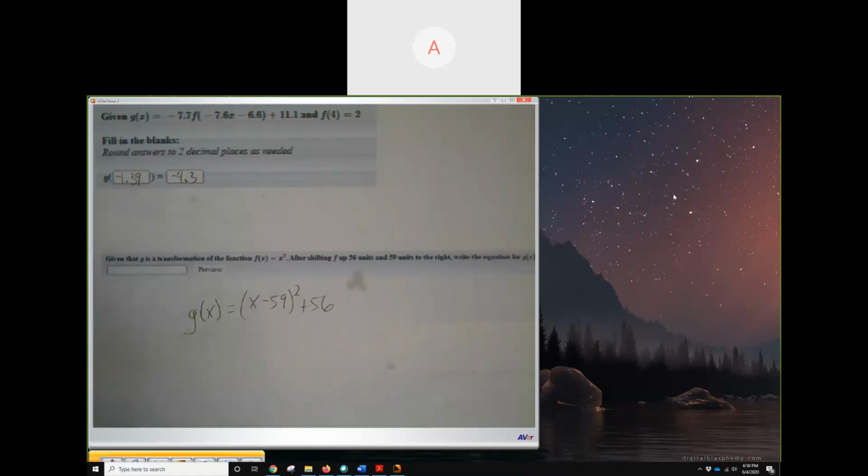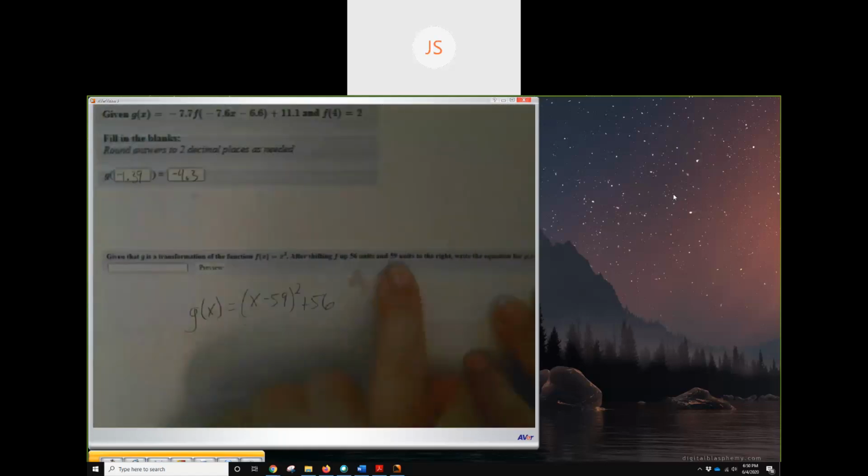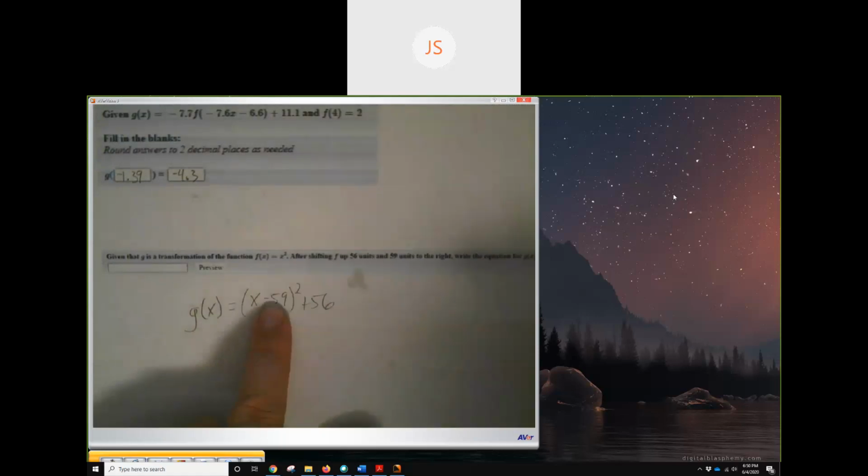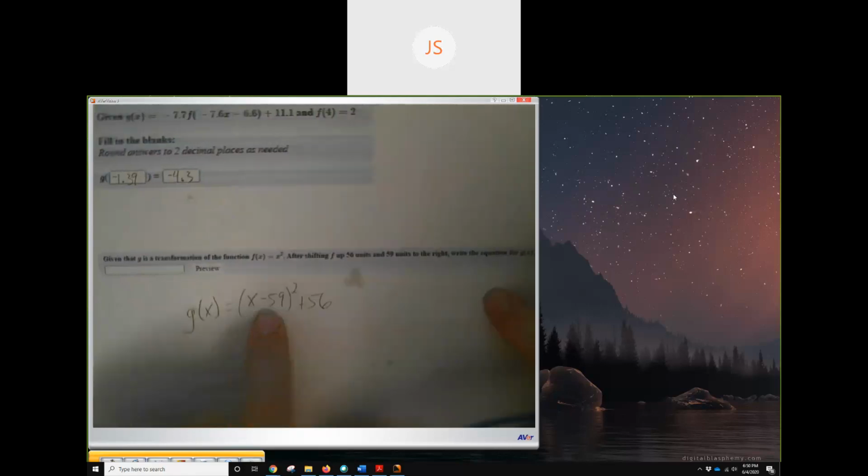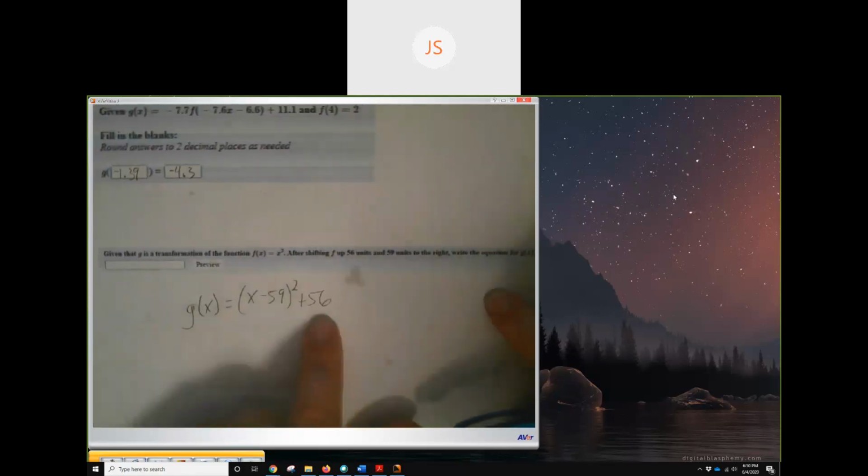No, all the way from the beginning. Just kidding. No, but from this last one, f of x equals x squared, because it says 59 units to the right, that 59 goes inside parentheses, and a right shift means it gets subtracted. 56 units up means it goes on the outside of the parentheses, and it's a plus because it's up.